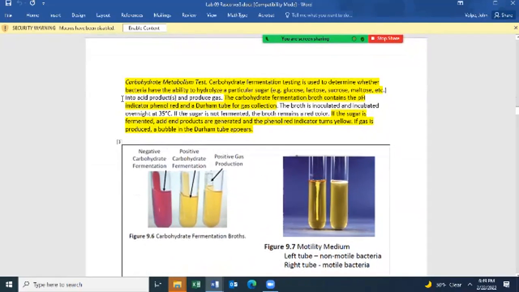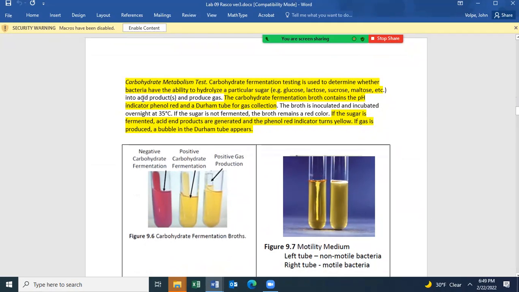The next test we need to talk about is not part of the IMVIC. IMVIC stands for indole, methyl red, V for Voges-Proskauer, the VP test, and then the C, which I just talked about, for the citrate test.